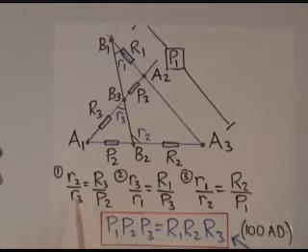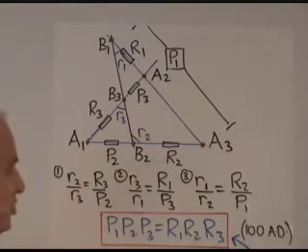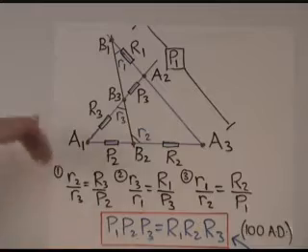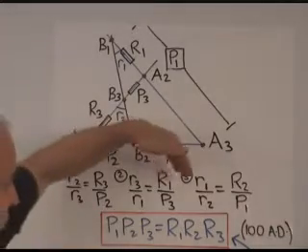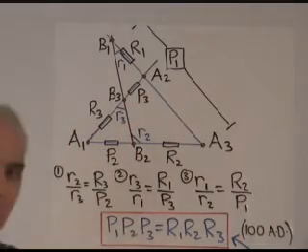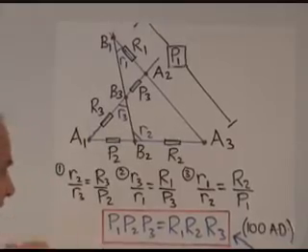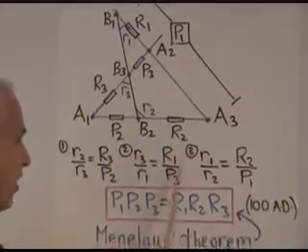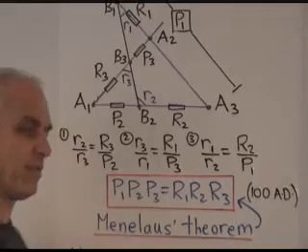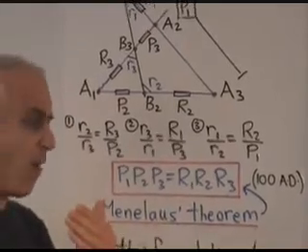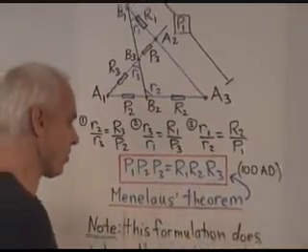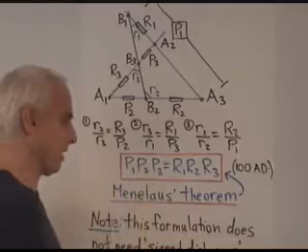Okay, so now we multiply these three equations together, and what happens? On the left-hand side, we have R1, R2, R3 divided by R1, R2, R3, which is 1. On the right-hand side, we end up with R1, R2, R3 divided by P1, P2, P3. So that's going to equal 1. That means that R1, R2, R3 equals P1, P2, P3.